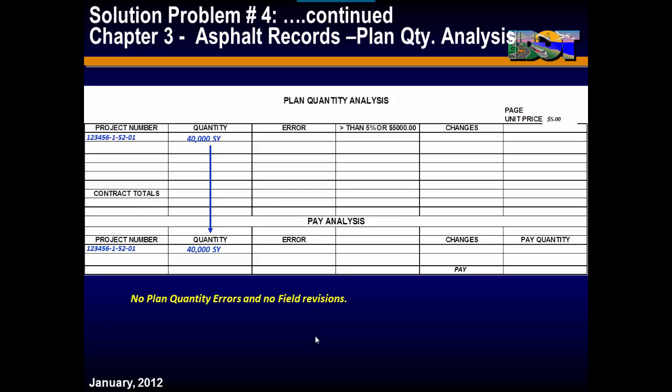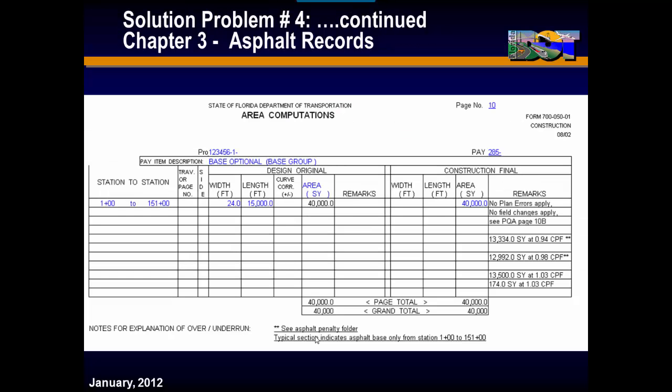All right, so let's look at how we set this up and do a plant quantity analysis. In this sheet, we got 40,000. We had no errors, and we had no changes. So therefore, our plant quantity analysis is just going to show exactly what we started with is exactly what we finished with. So in the comp book, what are we going to have? We're going to show where our stations were, our widths, and our area. And then we're going to reference over here that we had no errors, no changes, and see the plant quantity analysis, which is the previous page that we just did. And then we have 1,334 square yards at 94 CPF. So we would have that adjustment, and 1292. Those would show up as line item adjustments later on.